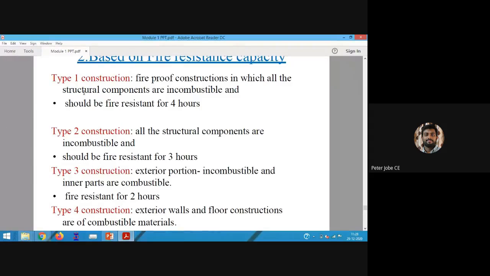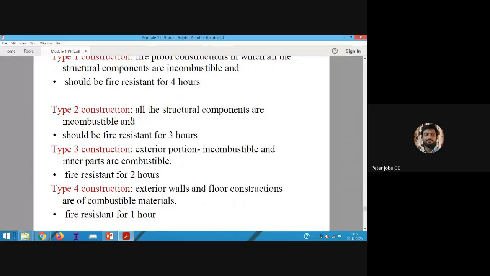So these are the types of buildings based on the fire resistance capacity. We have 4 types, type 1 construction, type 2, and until type 4. And based on the fire resistance, the components should have a fire resistance. Even some doors, we will categorize these doors.